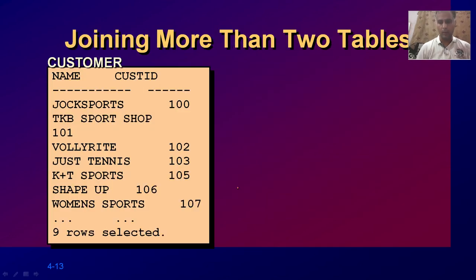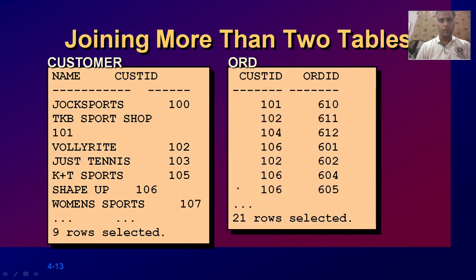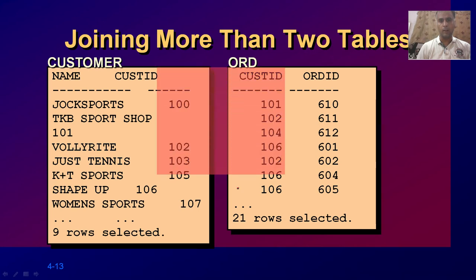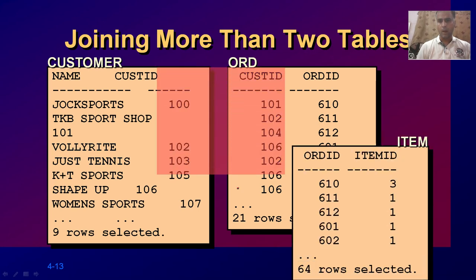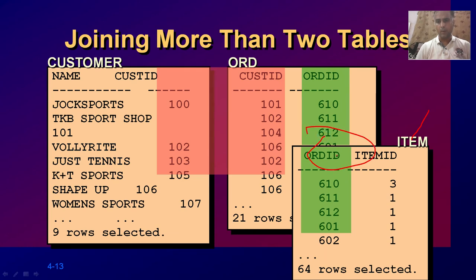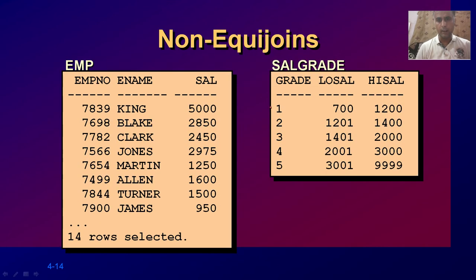Joining more than two tables, is it possible? Yes. Look here at the customer table with customer ID, the ORD table, and one more table, item. We can perform a join on more than two tables, but it works the same way. ORD has a common ORD ID with the item table, which contains ORD ID, and the customer table has customer ID common with the ORD table. So we can easily do the join.